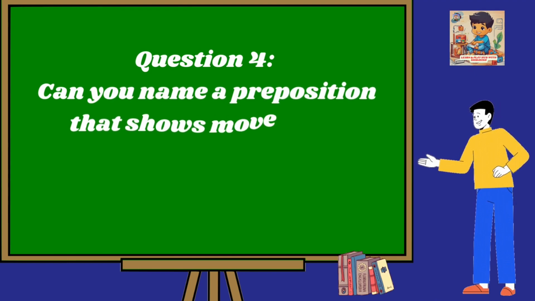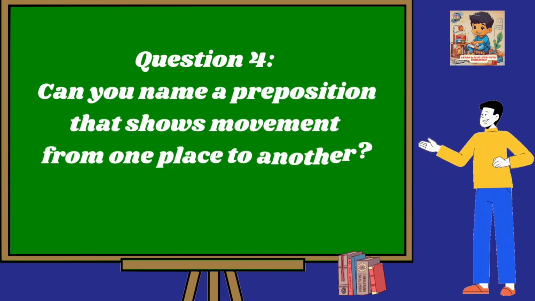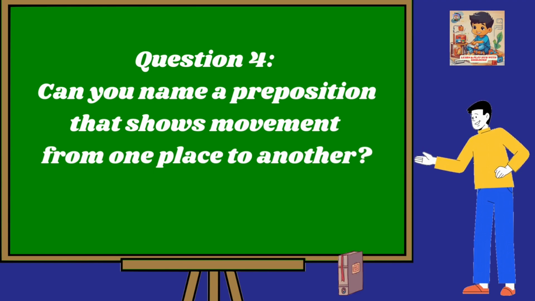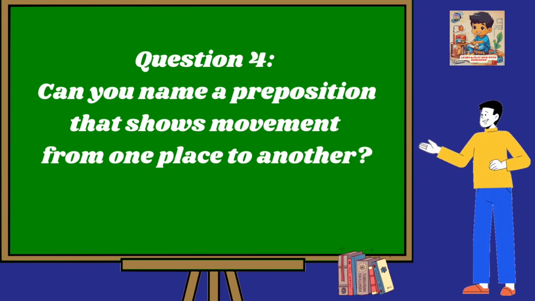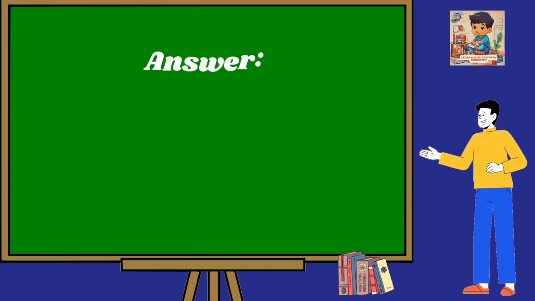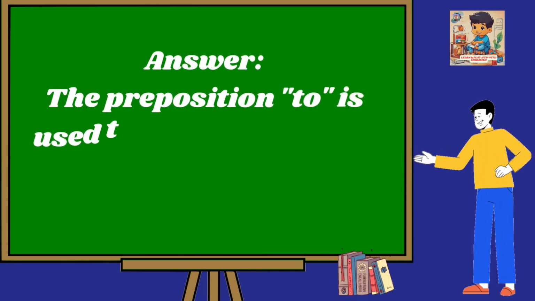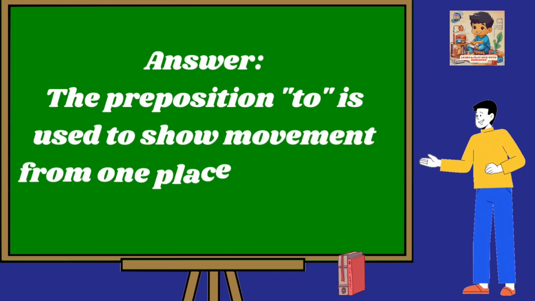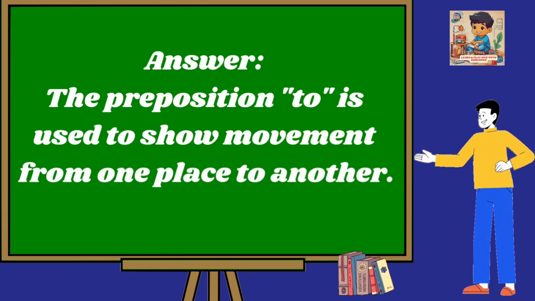thing. Question 4. Can you name a preposition that shows movement from one place to another? Answer. The preposition to is used to show movement from one place to another.